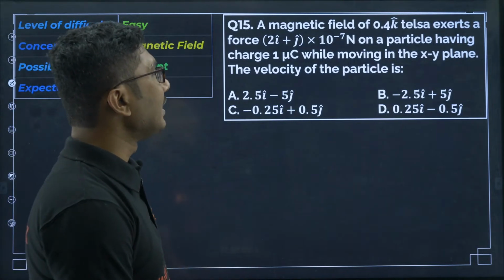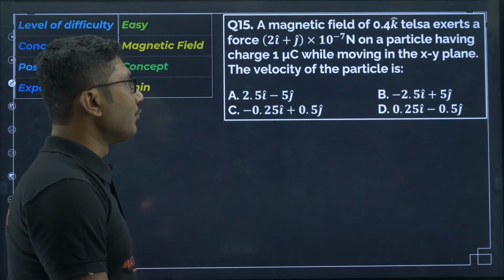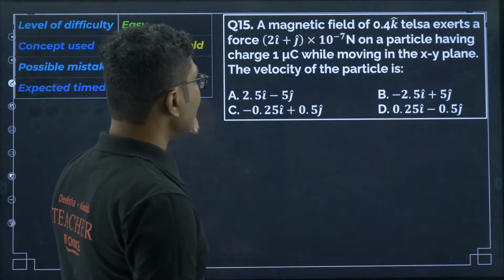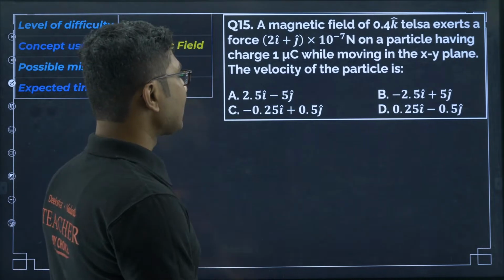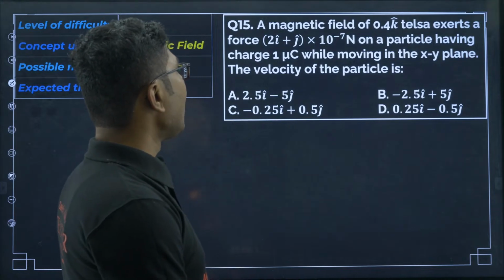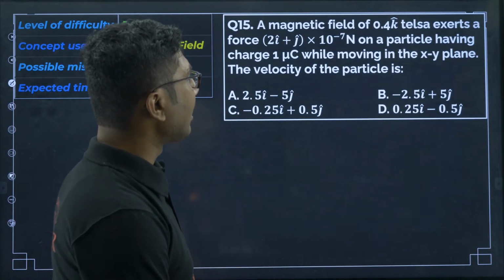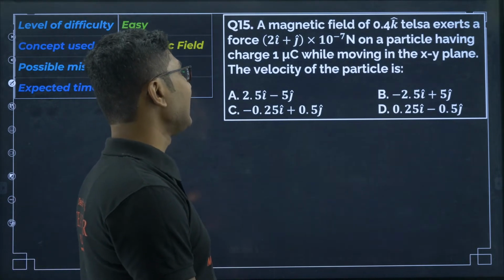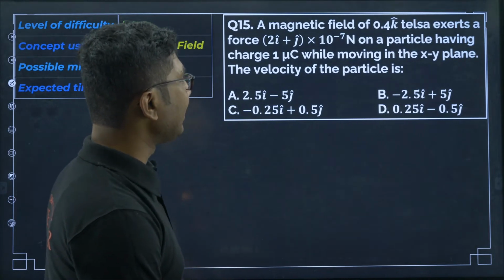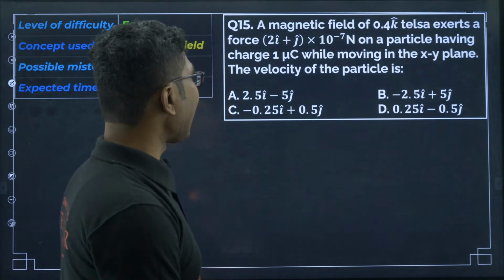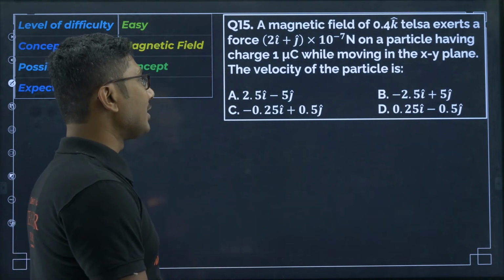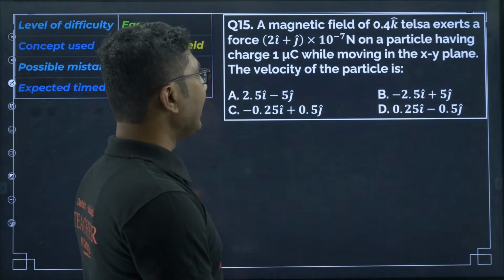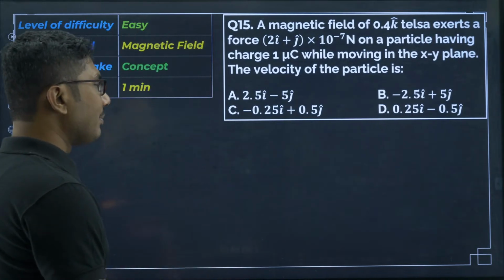Now question number 15. A magnetic field of 0.4 k Tesla exerts a force of (2i + j) times 10 to the power of minus 7 Newton on a particle having a charge of 1 microcoulomb while moving in the xy plane. The velocity of the particle is... Now we have moved into the magnetic field part. So the last 5 questions are from magnetic field.